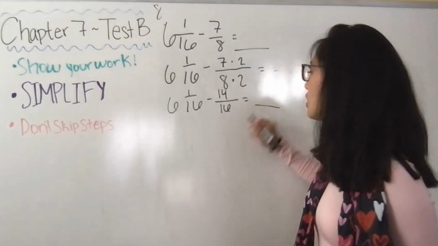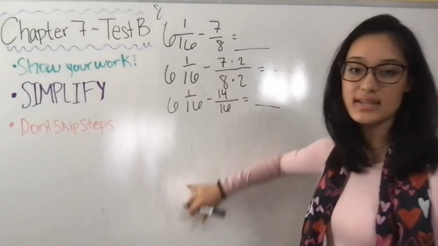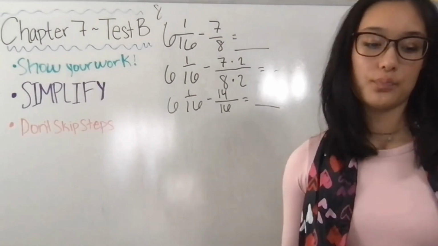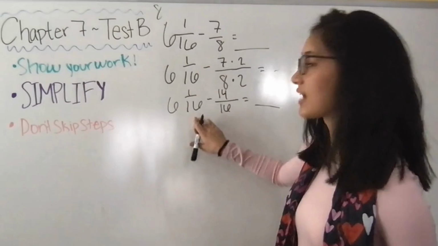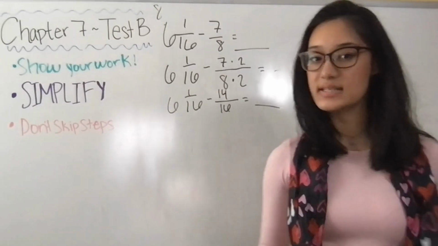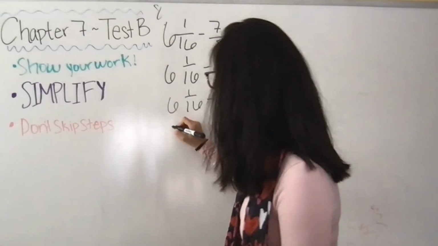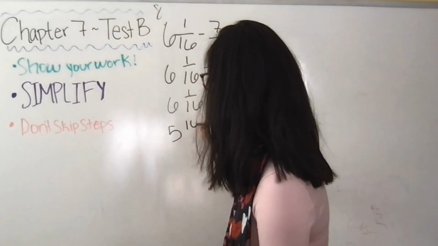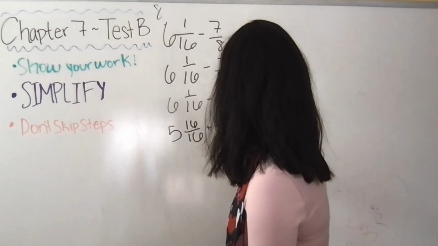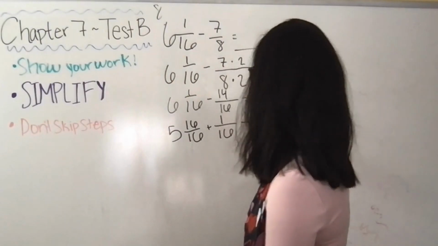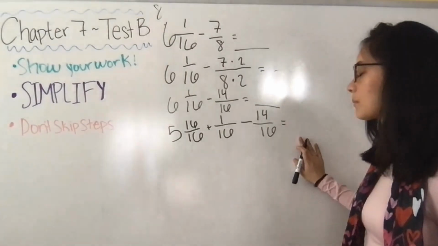Now, can you subtract 14/16 from 1/16? No. So, you'll have to do what we have done in the other problems and make this fraction bigger. What's the same as 6? 5 and 16/16. So, this number becomes 5 and 16/16 plus 1/16 minus 14/16 equals what?